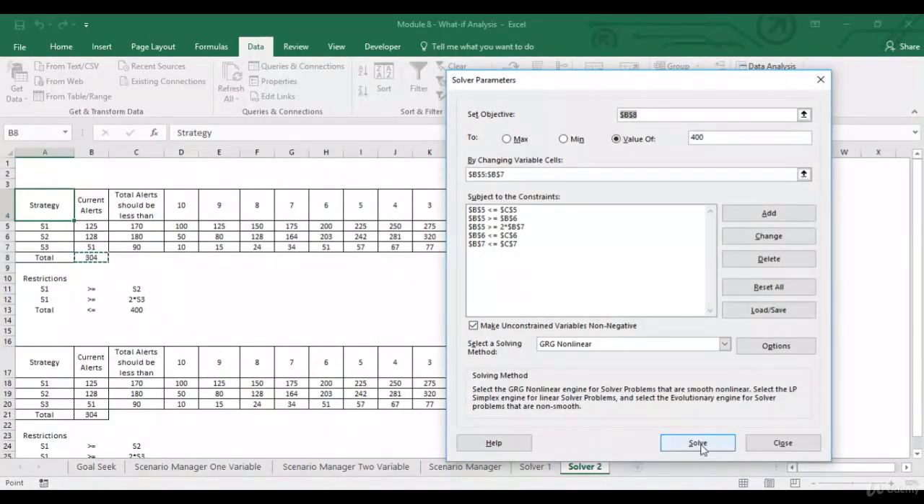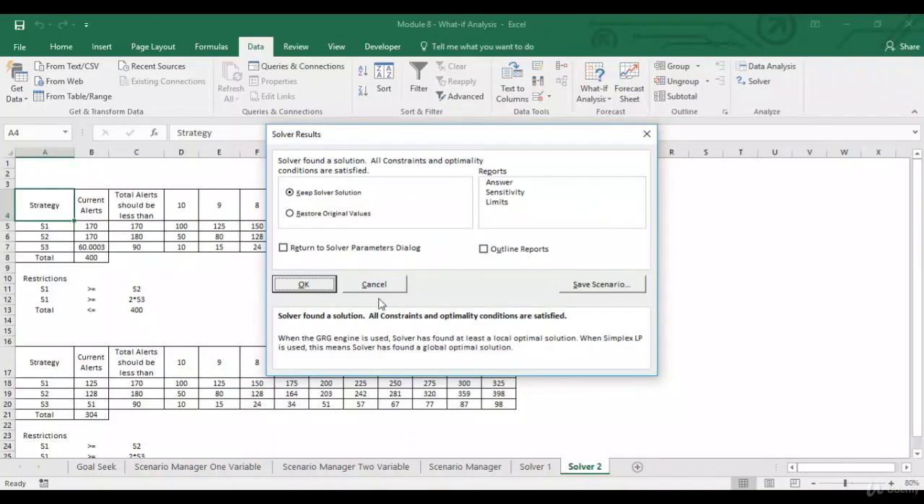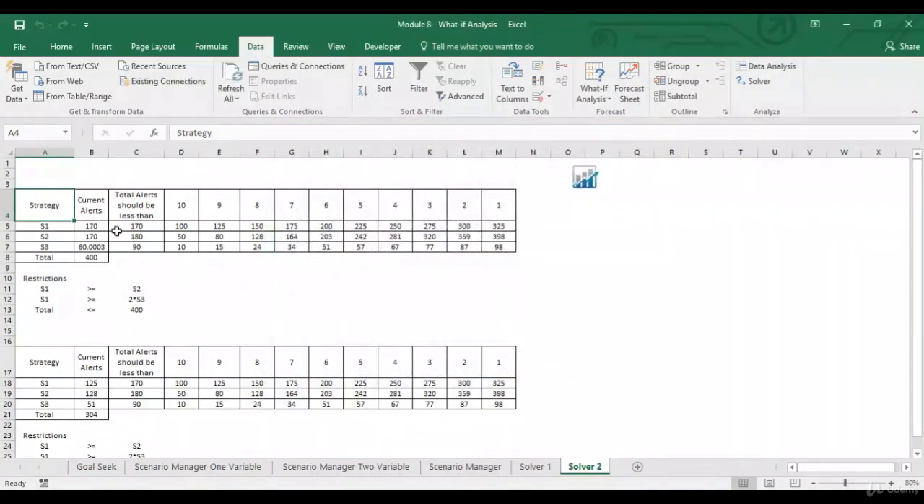Now let's click on Solve. So as you can see now that Excel has given you a solution. So what it is saying is that we can maximize strategy 1 to 170. For strategy 2, we can again maximize it to 170, and for strategy 3, we can keep it at 60 only.